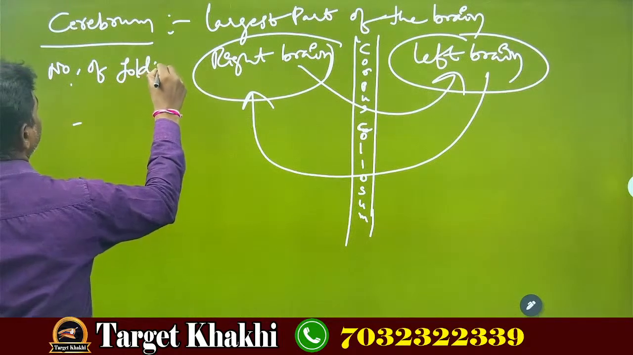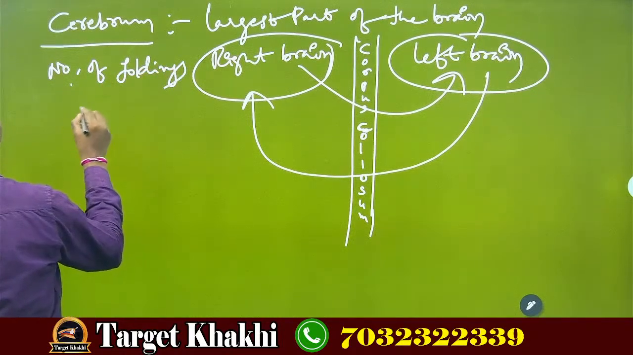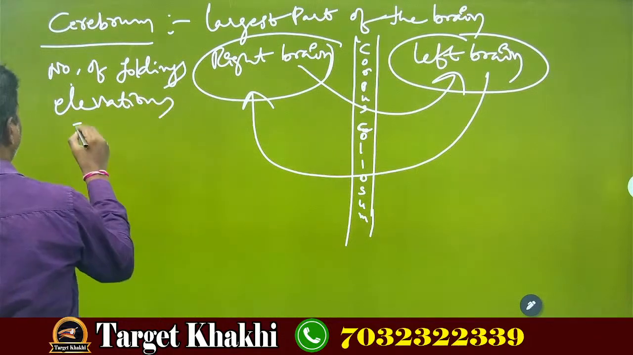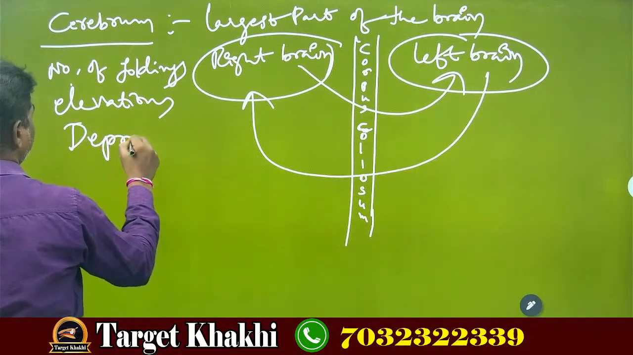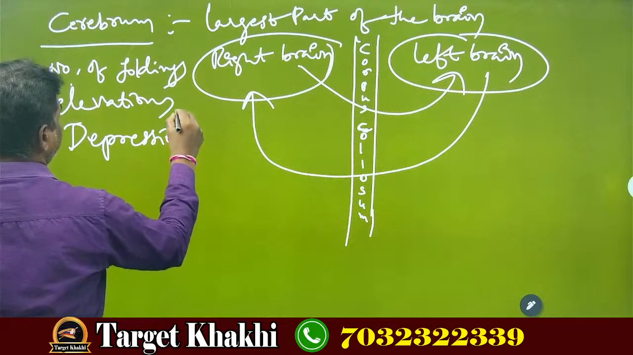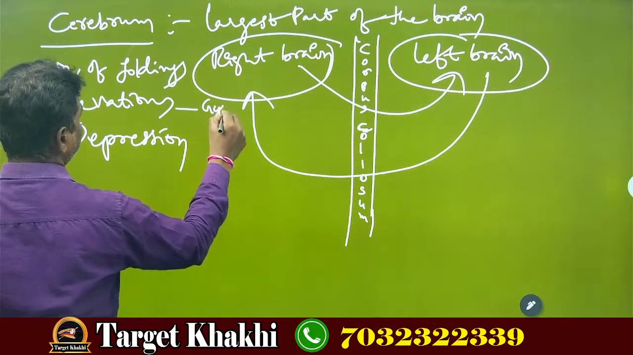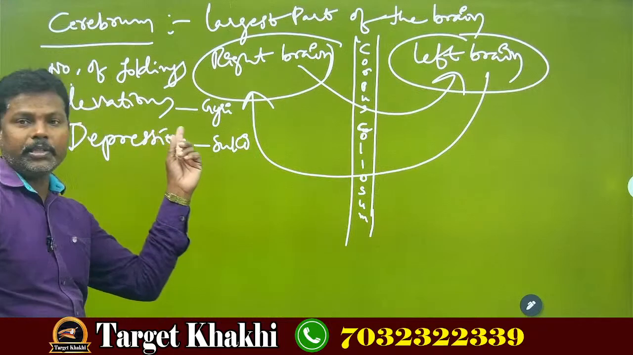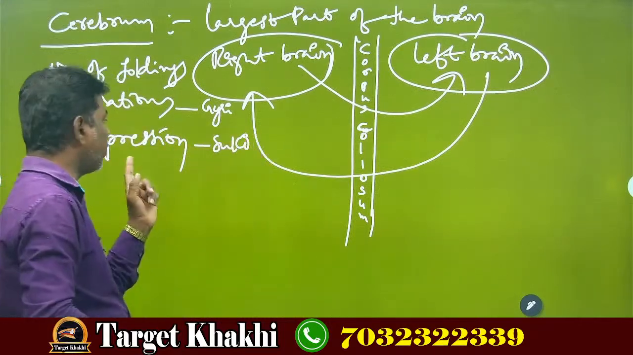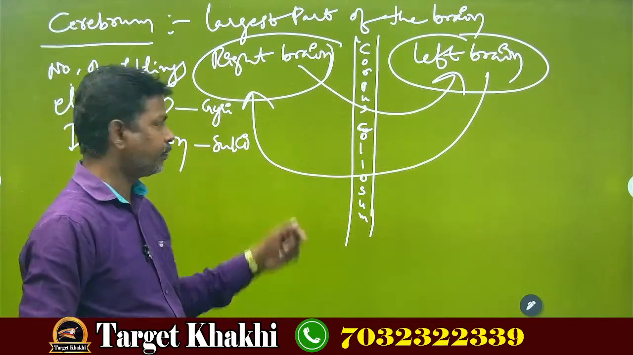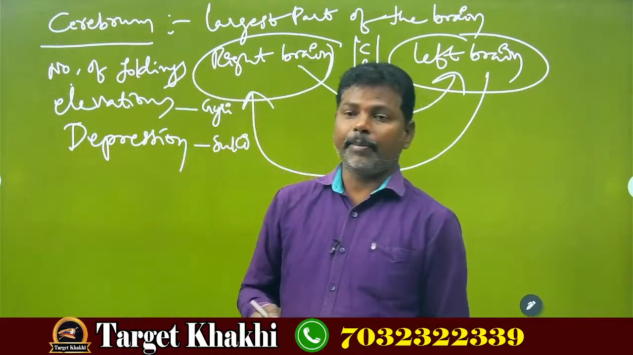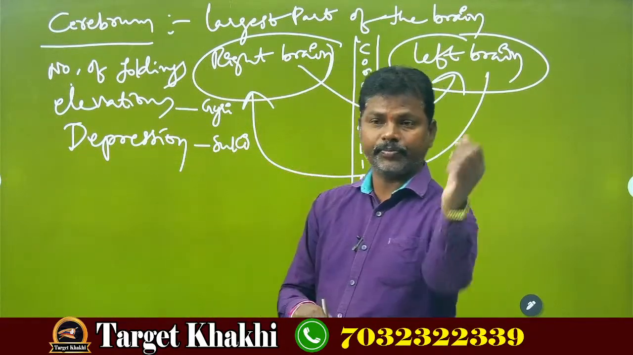Next, in the cerebrum, a number of foldings are present, no? The foldings are called elevations and depressions. Elevations are called gyri and depressions are called sulci.